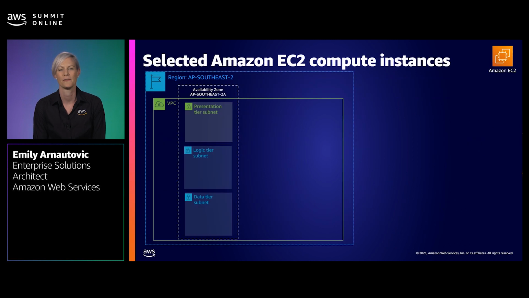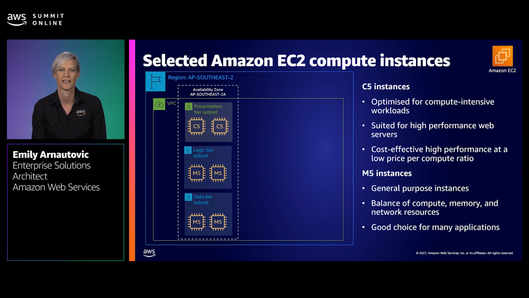As a best guess, we've selected compute-optimized C5 instances for the presentation tier and M5 general purpose instances for the logic and the data tier. These are common choices for this type of workload, so it's a good place to start. Like Nikki and her team, you can always trial these instances, run some performance tests, and then adjust as you go along. Once you have more information, you could also commit to more cost-effective purchasing.